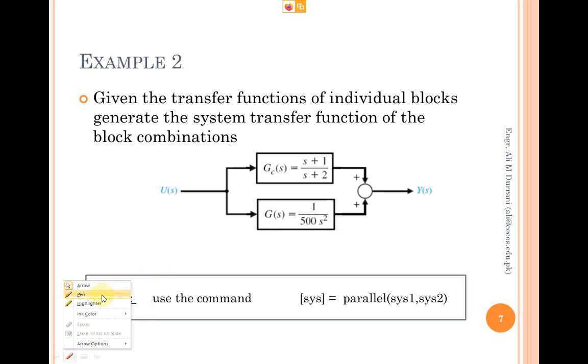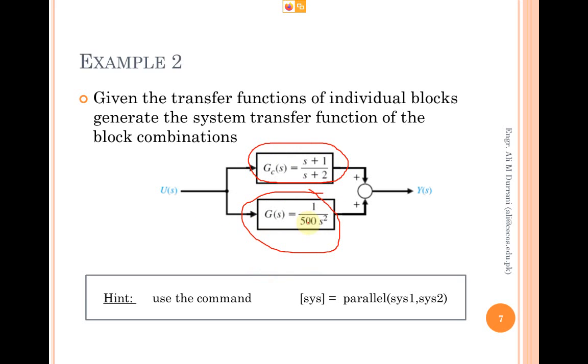So now we have another example over here. In this example, both the systems are in parallel, and we have to get a single transfer function for both of these transfer functions. So this is the first and this is the second, as we have already defined it in MATLAB. So what we are going to do is just add this command to the MATLAB code, and we will get the result.